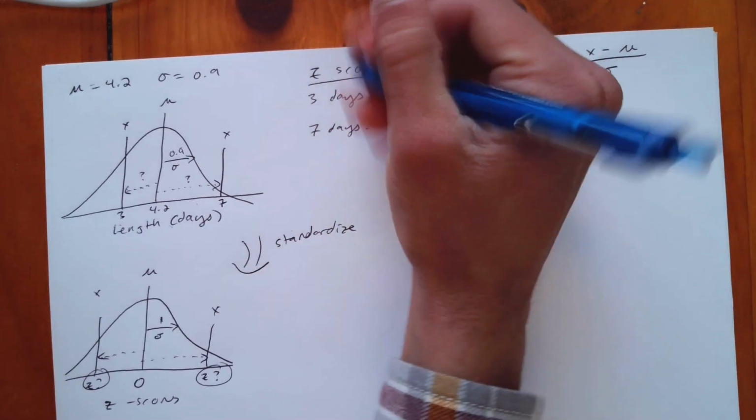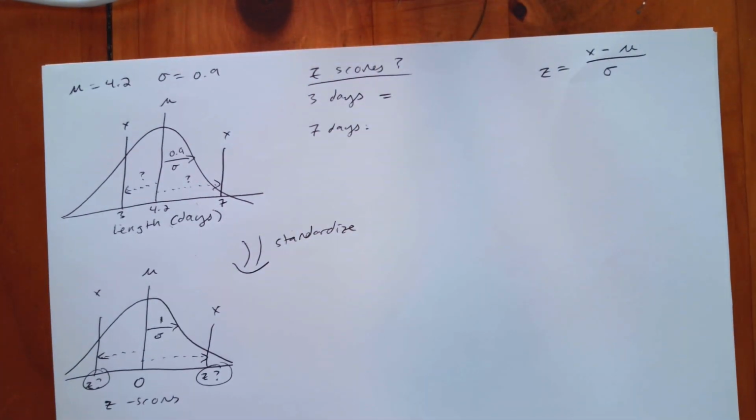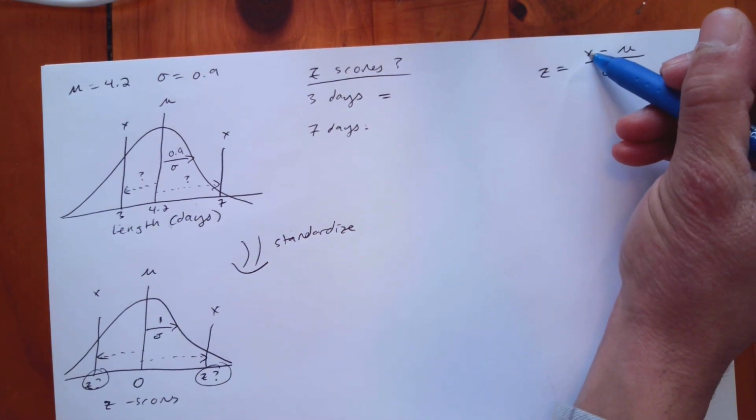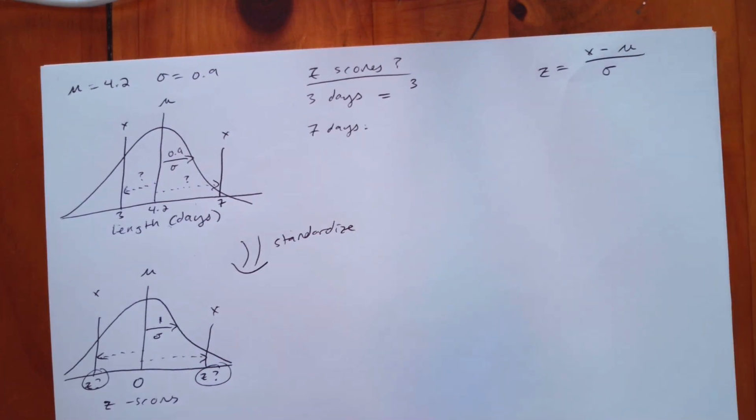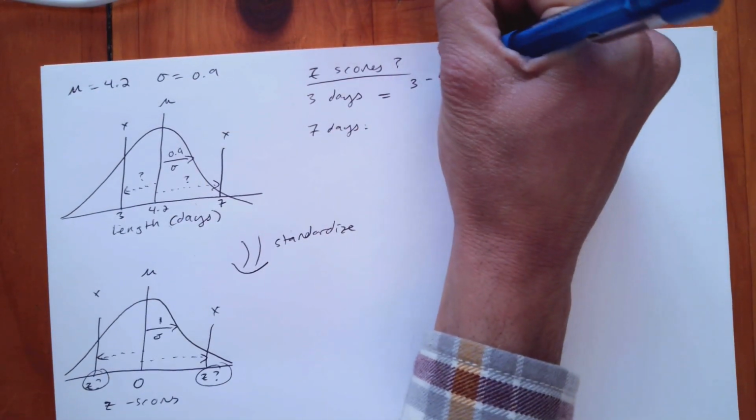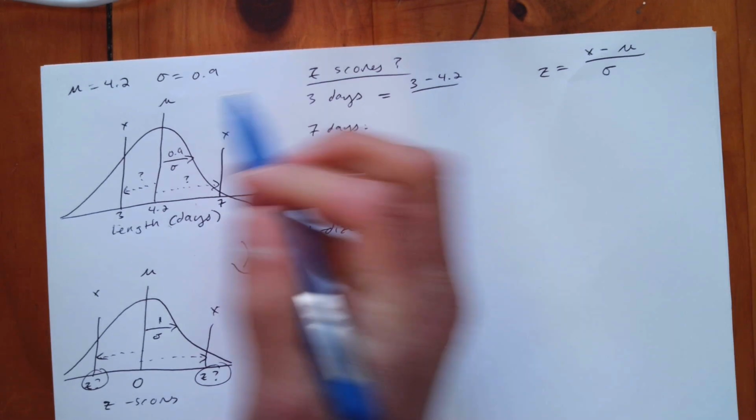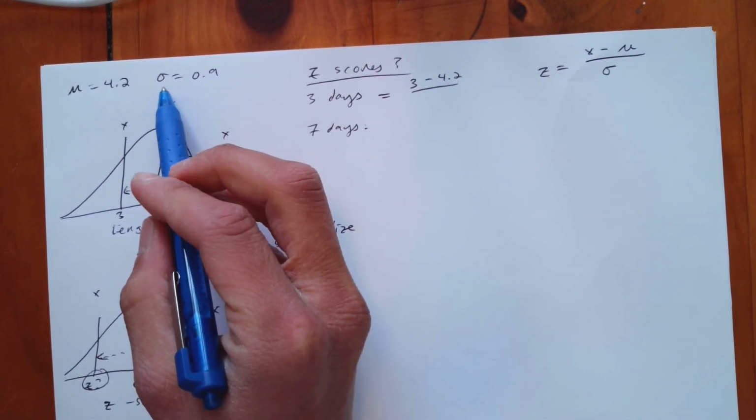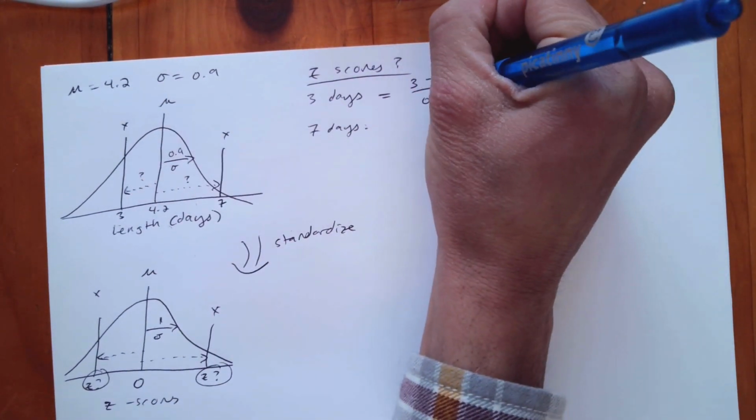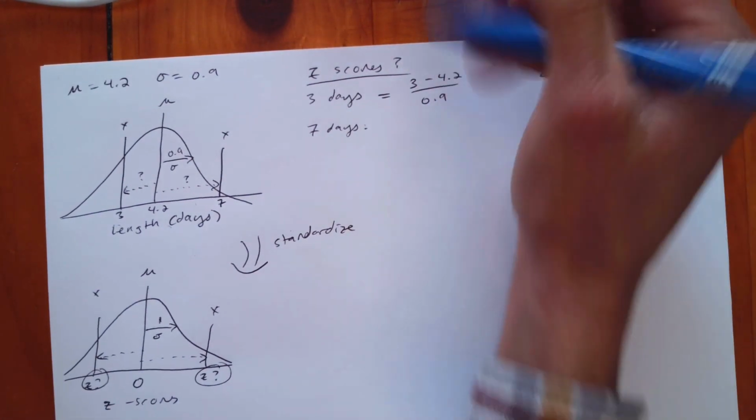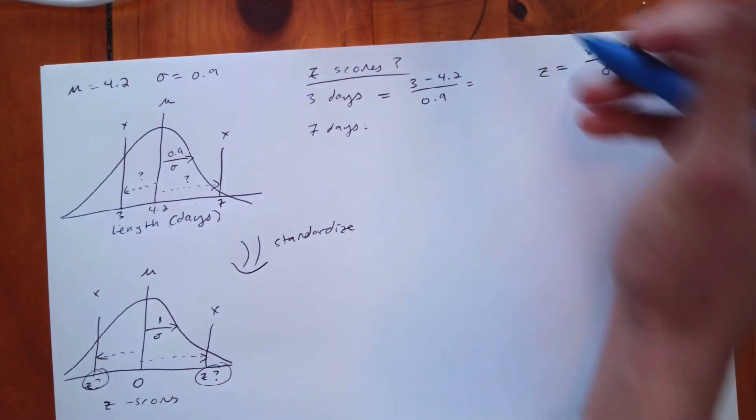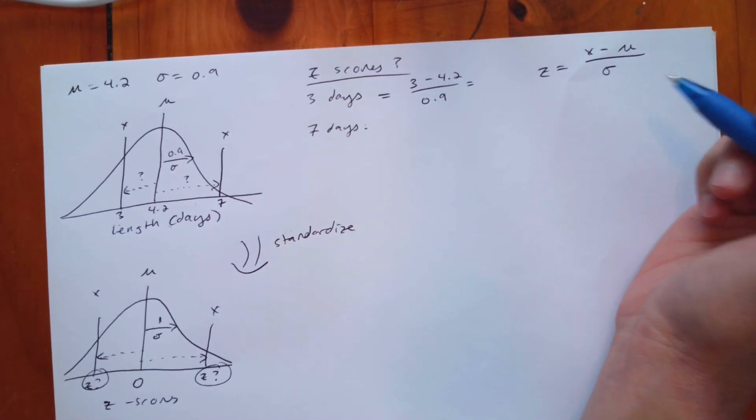So for 3 days, we're going to plug what we need to plug into the equation. X is our value of interest, so that's 3. Mu is our population mean, so that's 4.2. And sigma is our population standard deviation, so that's 0.9. So now we have an equation here. We can do this math and come out with a number.